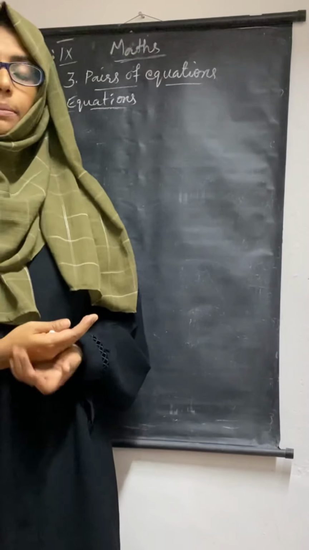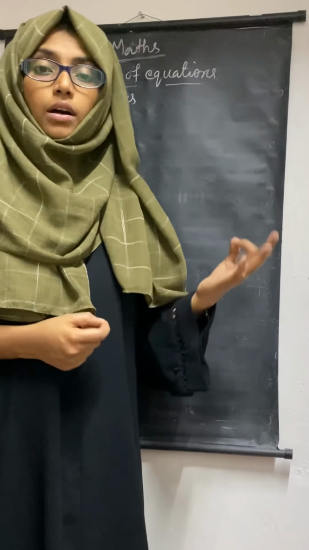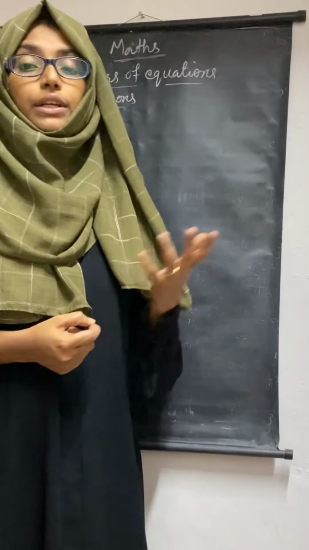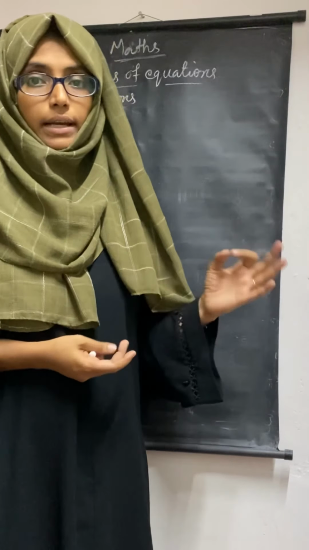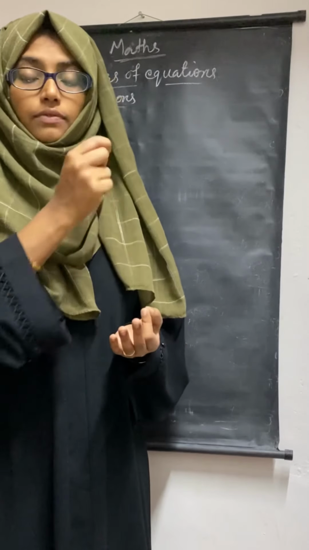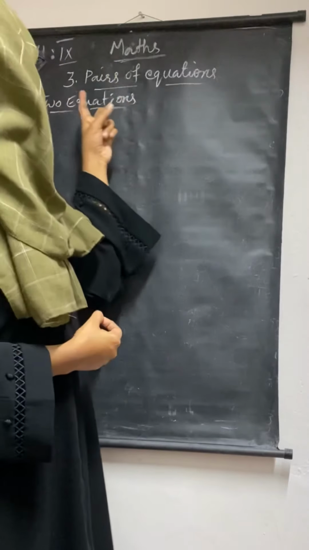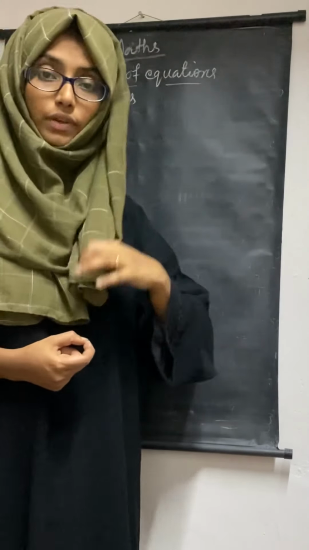Good morning, students. Last week we started a new chapter, that is pairs of equations. In that chapter we learned how to make an equation from sentences, and also how to find the unknown things by using the alphabets x and y and so on. So from the sentences we are making an equation and finding the unknown things. That is the main thing we are studying in this chapter, pairs of equations.